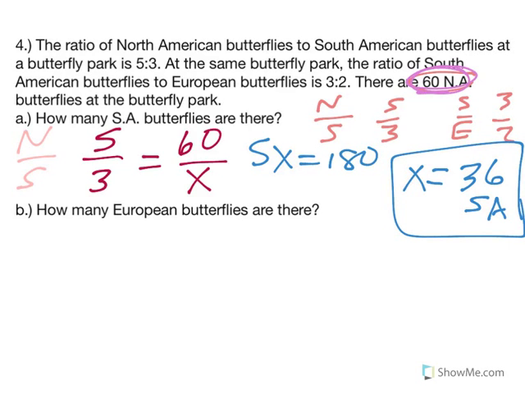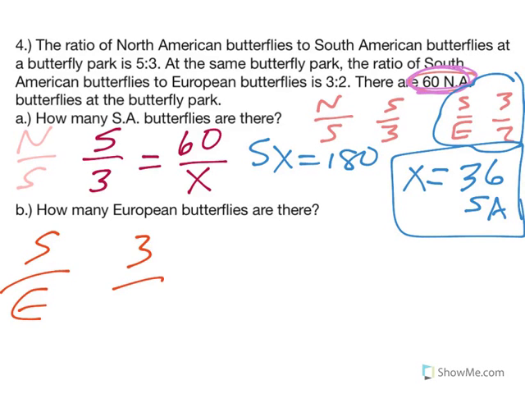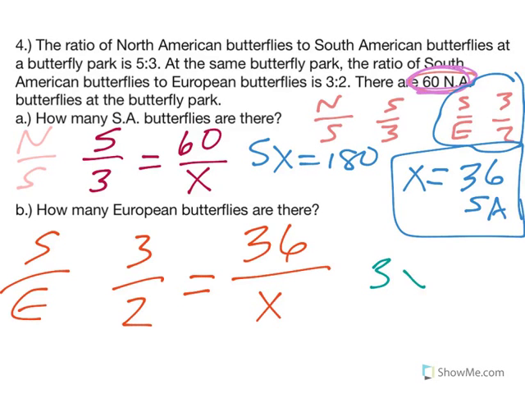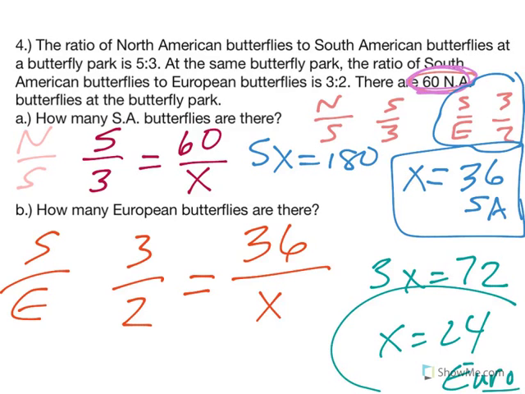So now when you go to part B, it says, how many European butterflies are there? Well, the European butterflies have to go with that south to European ratio. So I know that ratio is 3 south to every 2 Europeans, and I know there are 36 South American butterflies from part A, right? We got that from part A. So we want to know how many European butterflies there are. So 3x equals 72, and there are 24 European butterflies.